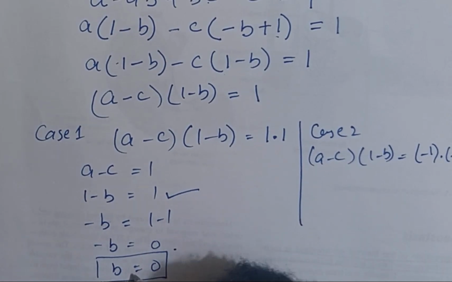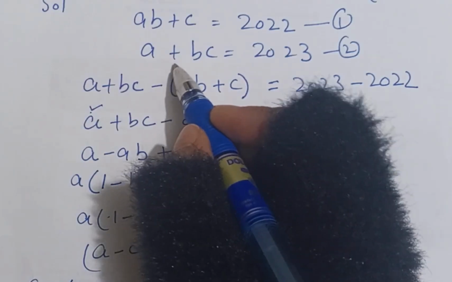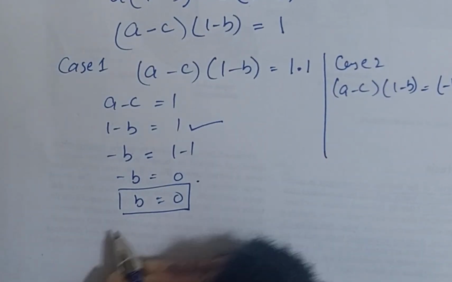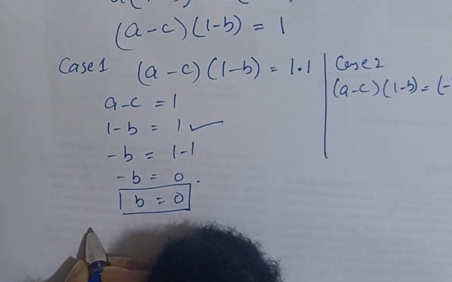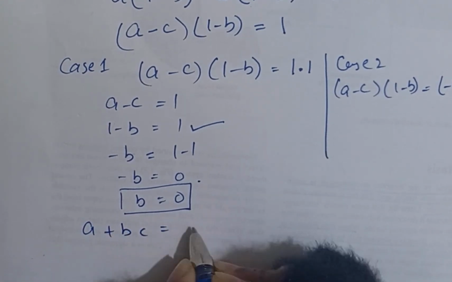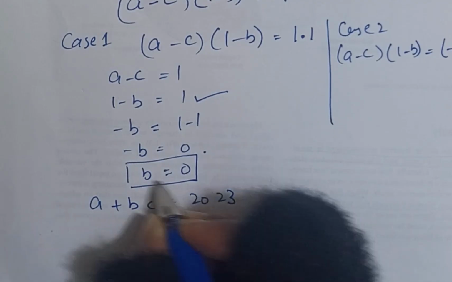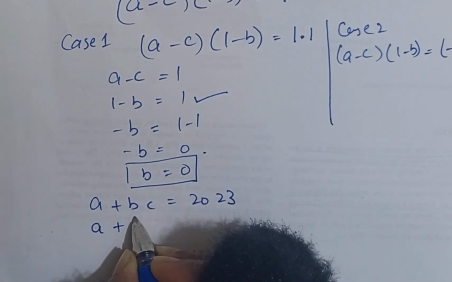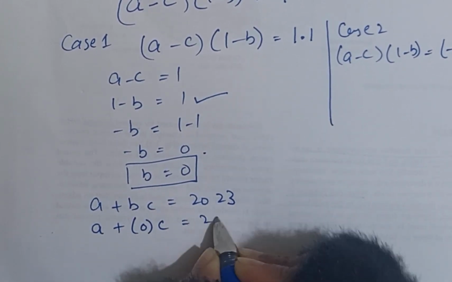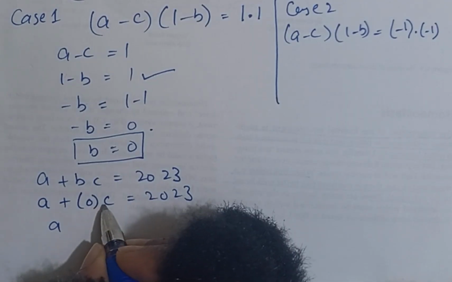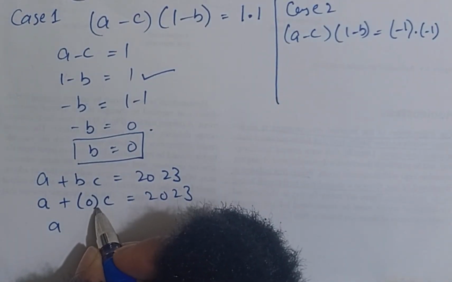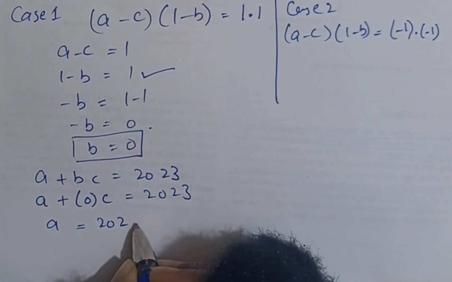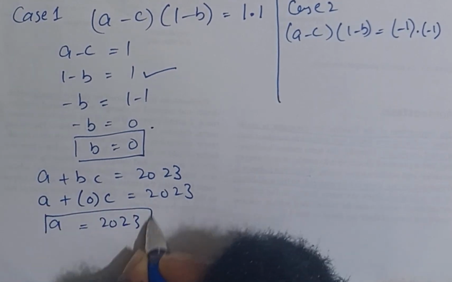Now in the next step, we use the value of B in equation number 2 and find the value of A. So let's start. Our equation 2 is A plus BC is equal to 2023. So here we substitute the value of B, which is 0. So this will become A plus 0 multiplied by C is equal to 2023. 0 multiplied by C is 0, and the right-hand side is 2023. So this is the value of A in our question.